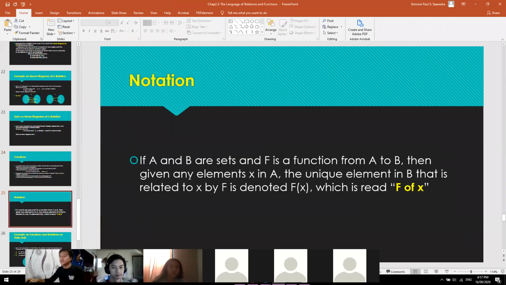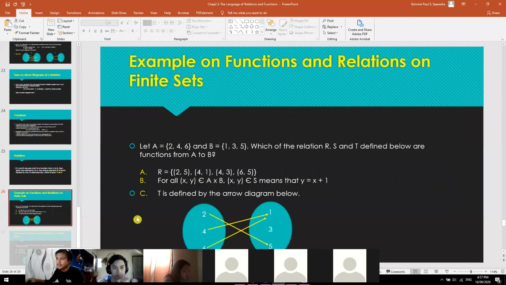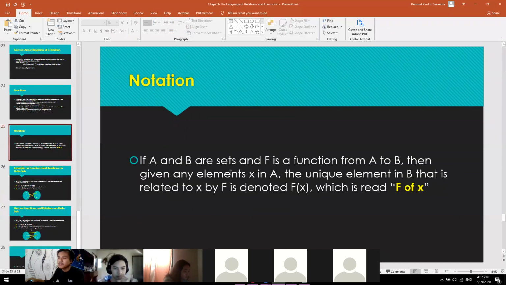Okay, so notation. If A and B are sets and f is a function from A to B, then given any element x in A, the unique element in B that is related to x by f is denoted f(x), which can be read as f of x. Okay, so notation lang naman to, wherein ang pagbasa dito is f of x. Example, mamaya na to.